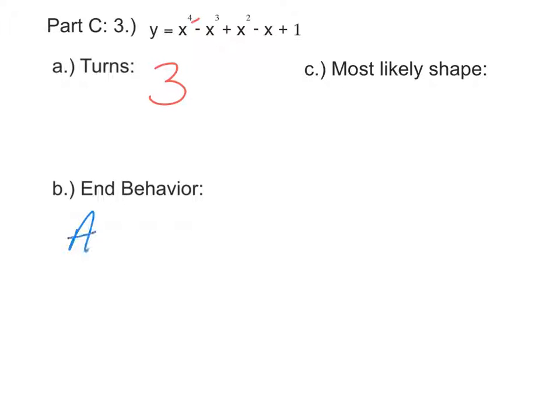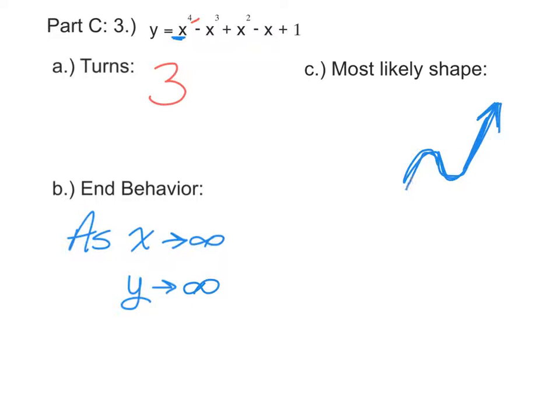The end behavior, as x approaches infinity, we wanted to determine what happens to y, whether it approaches positive infinity or negative infinity. And going back to the leading term, the leading coefficient is a positive 1. That means y is going to approach positive infinity. Graphically, y approaching positive infinity means that the graph is going to go up. Since there are 3 turns, we have to draw in 3 turns. Here's 1, here's 2, and there's 3. So the most likely shape for this polynomial will be something like this.